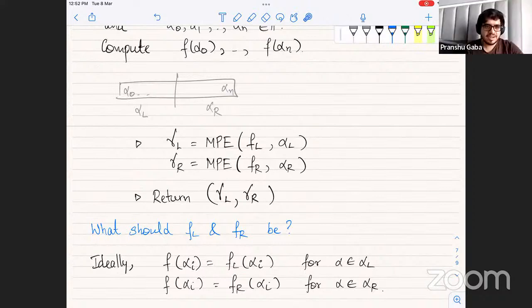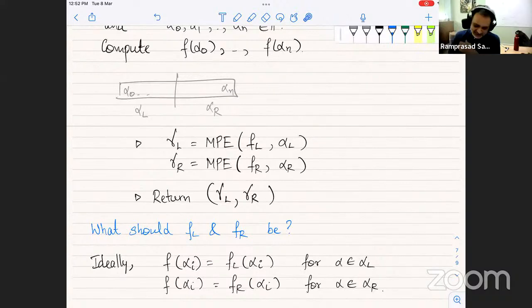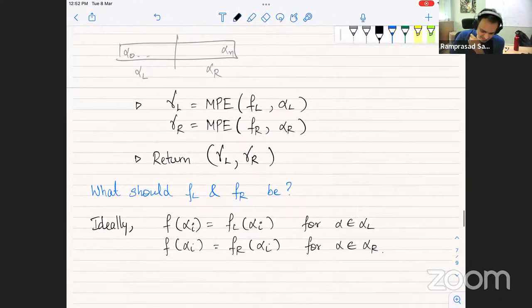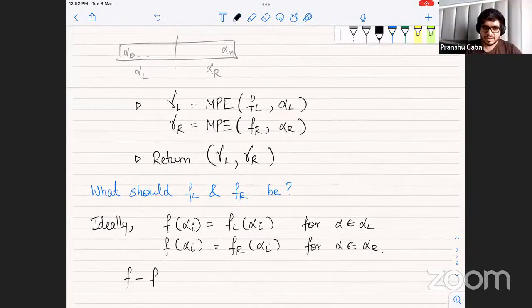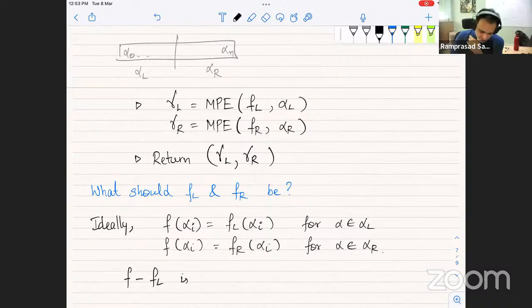So the elements of alpha L are the roots of F minus FL. Precisely. So this basically means that when I look at F minus FL, I want this to be, must be divisible by X minus alpha I whenever I is in the left half.